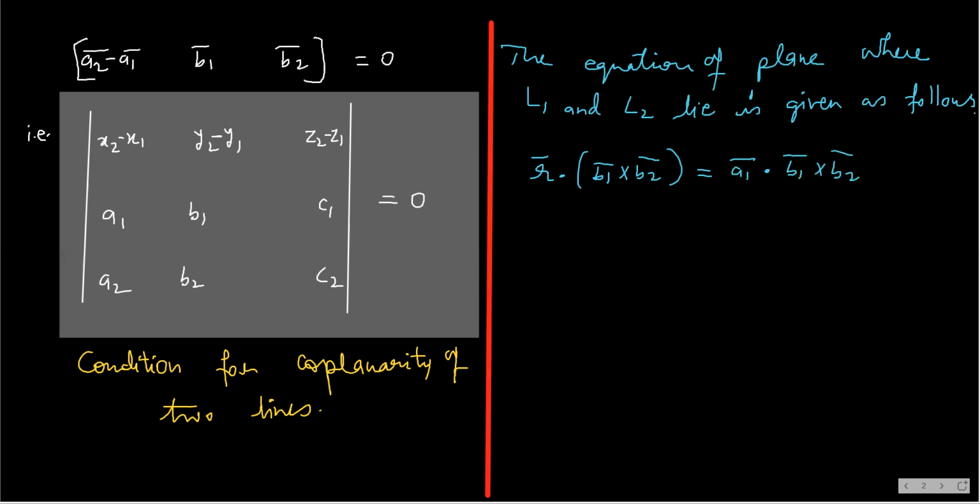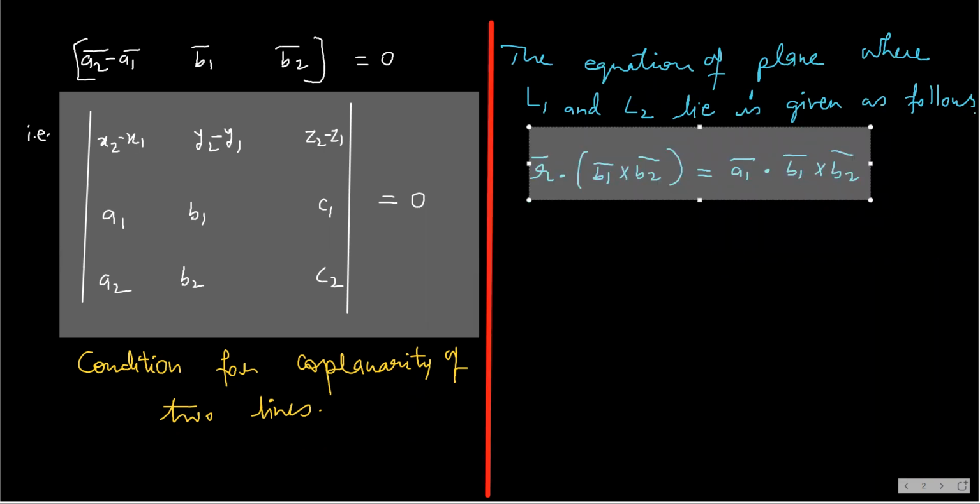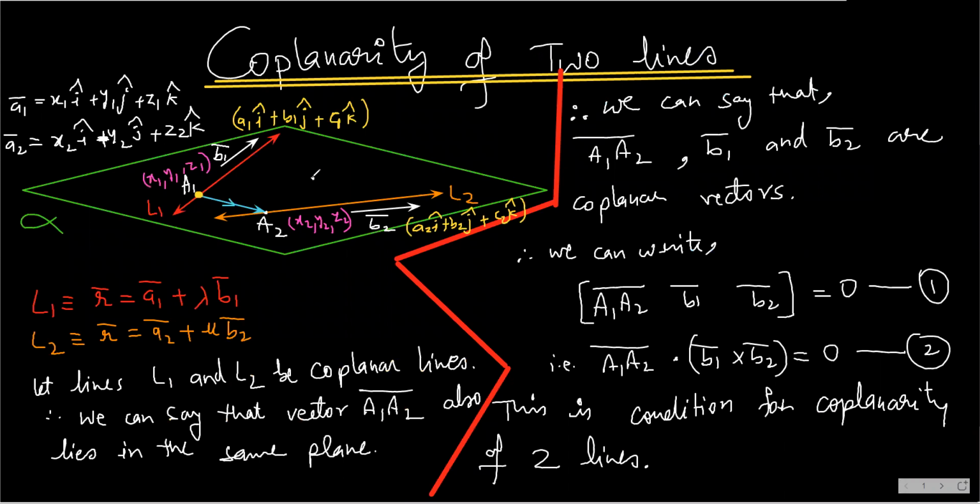How is this coming? If you have any such doubt in your mind, it's very simple. You have a variable point here, R. You will join this A1 with R. So the vector is A1 R bar. This is the vector A1 R bar. And what was the normal vector? The normal vector was this, B1 bar cross B2 bar. So you will say that A1 R bar dot B1 bar cross B2 bar is 0.